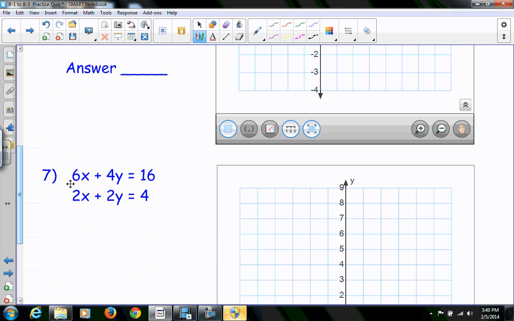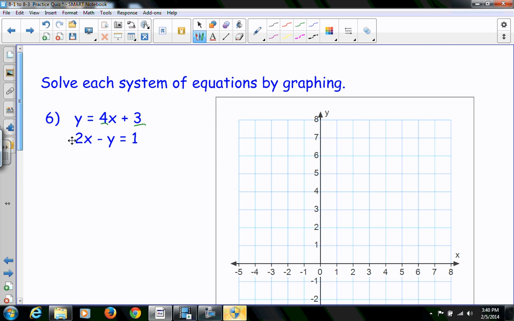And this one, you have to take both of them and put in the y equals mx plus b form. Also in this one here, you also have to solve for y. So I'll do this one. Taking the top equation, my y-intercept is 3, so I'm going to go up to 3 and graph that. And then my slope is 4, so I go up 1, 2, 3, 4, right 1.